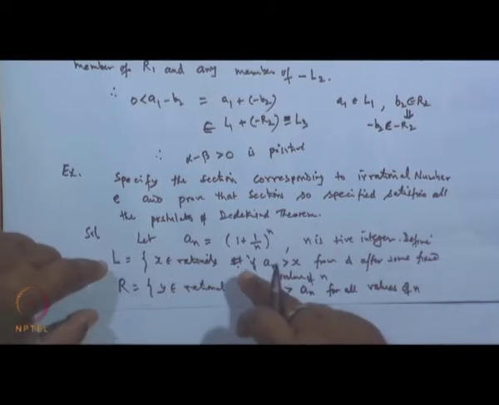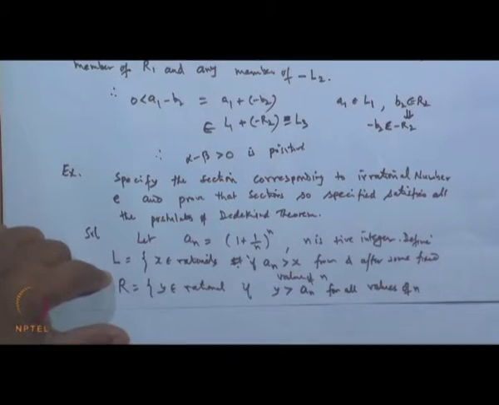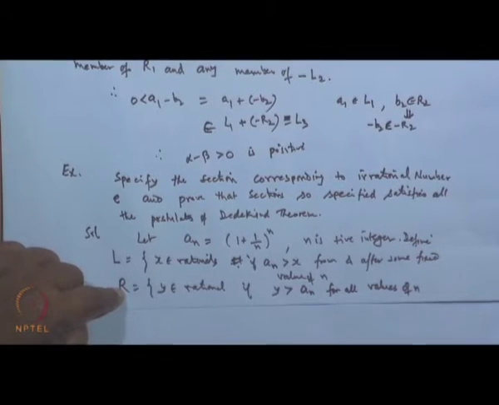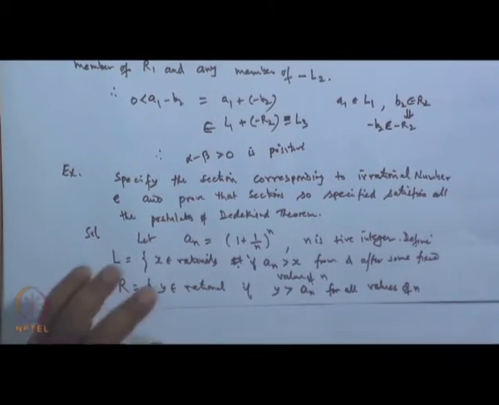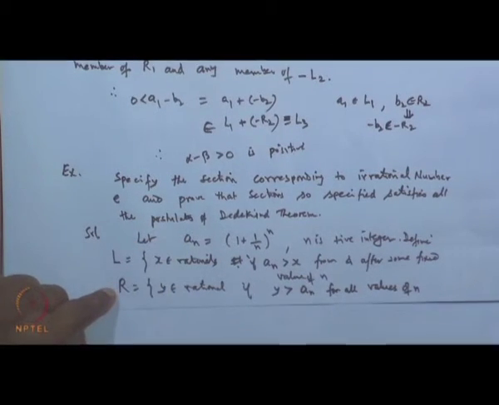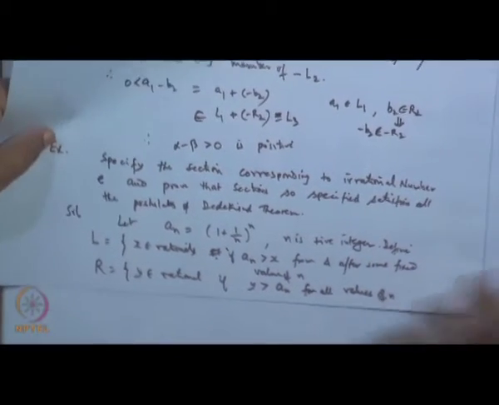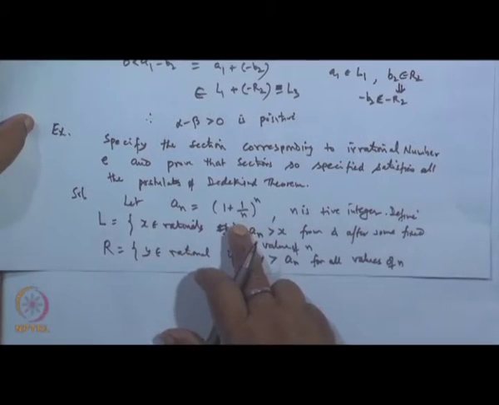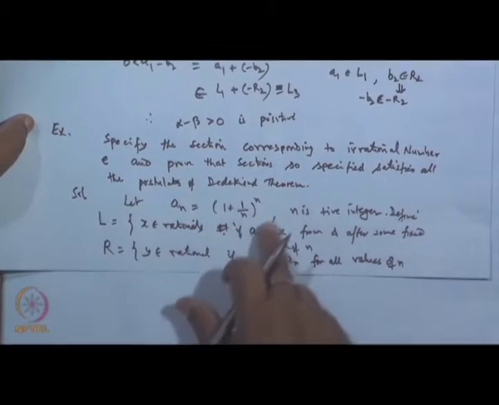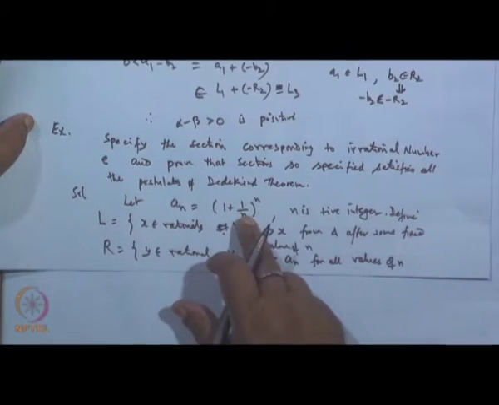We claim that the way in which we have defined this will satisfy all the conditions of Dedekind's theorem. The first condition is that both the classes L and R must be non-empty. So, there must be at least one element in R, as well as some element in L. Now, what is n? N is a positive integer. If I take n any positive integer, this will always be greater than 1.